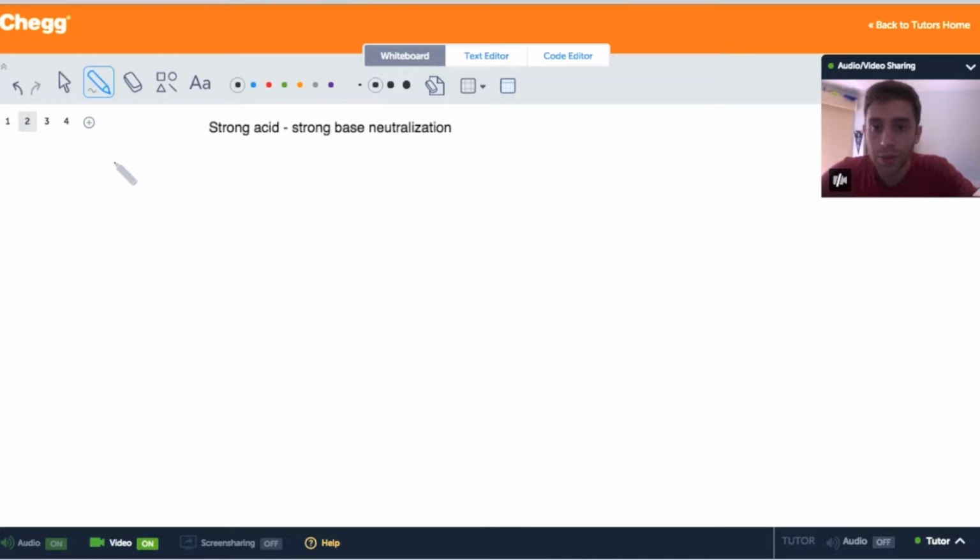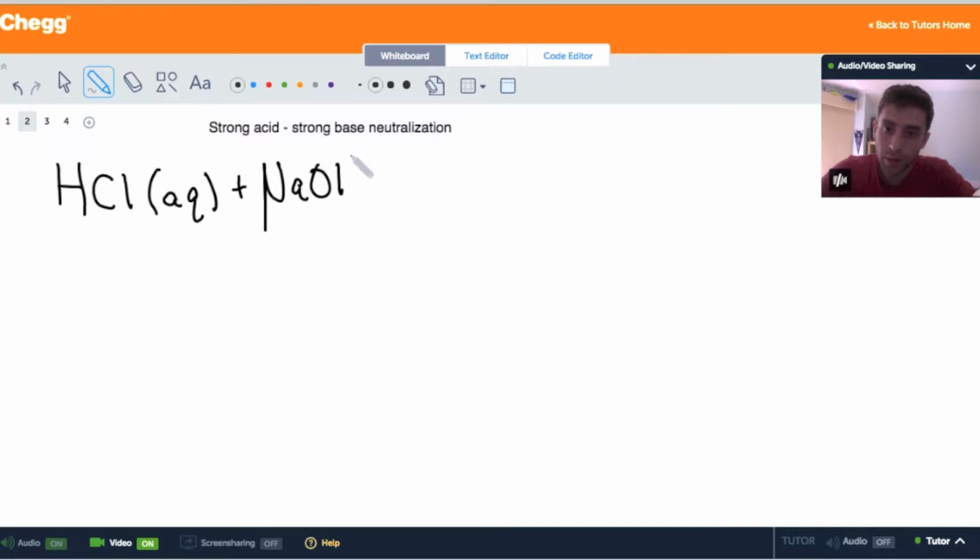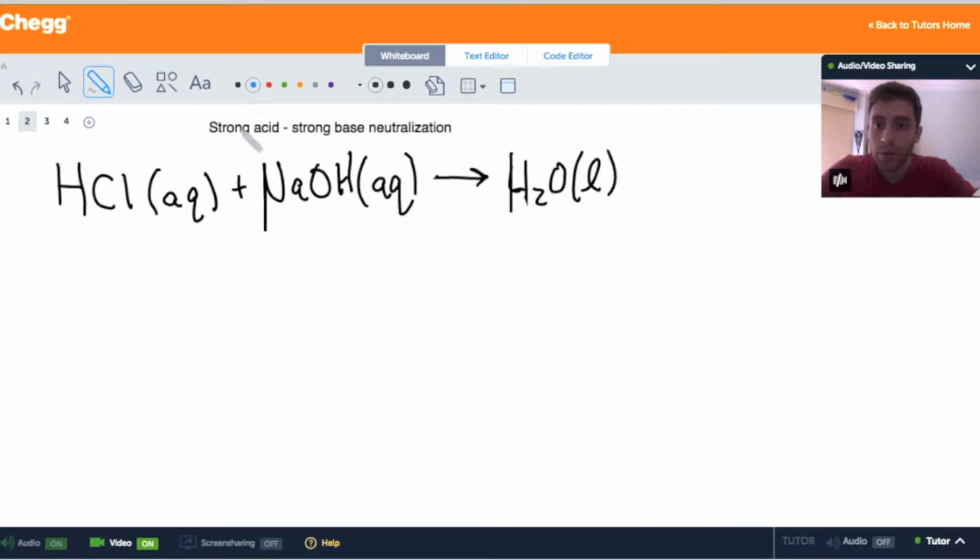So let's first look at the neutralization between a strong acid and a strong base. So let's take a strong acid, hydrochloric acid, and a strong base, sodium hydroxide. Like I said before, an acid plus a base will give you water plus a salt. Now what's the salt? Our water comes from here, OH- and H+, to give you H2O. And the salt comes from whatever ions are left over. So sodium, Na+, and Cl-. So our salt is thus sodium chloride.